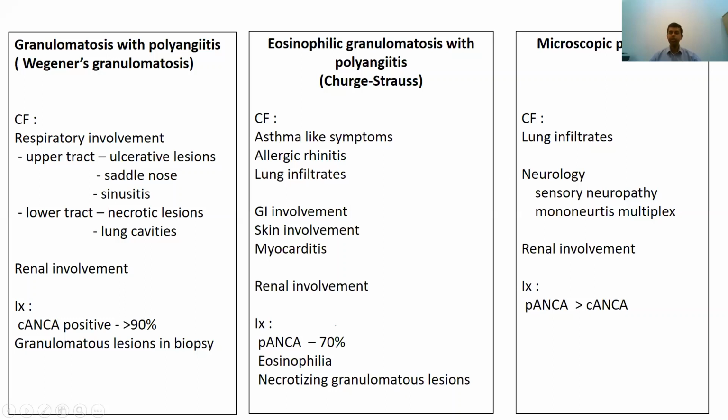In microscopic polyangiitis, you will see a lot of neurological involvement along with lung involvement. There you can see both P-ANCA as well as C-ANCA antibodies, but P is more common than C-ANCA. So these are a few ways you can differentiate each of these conditions.